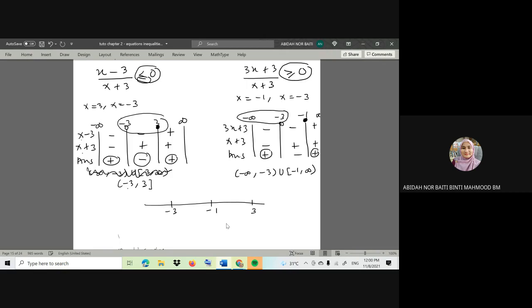So negative 3 round bracket, so we use empty circle. Positive 3 square bracket, so we use filled circle. Okay, included. So sambung saja. So here negative infinity to negative 3. Maksud dia apa? From negative 3 to the left. Yang ni negative 1, infinity. Okay, satu line ya, sebab dia satu jawapan kan. So negative 1 we use filled circle to the right. Ni tadi salah.